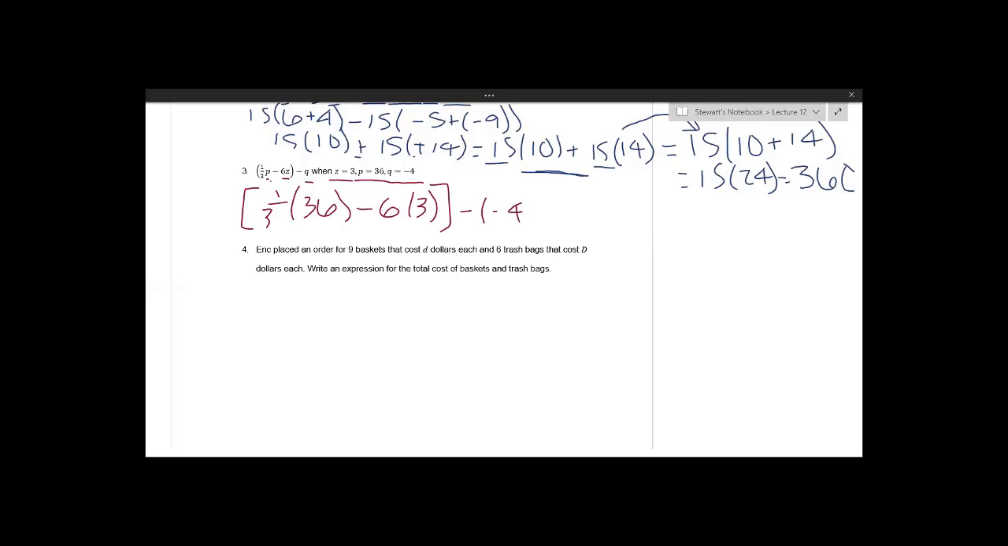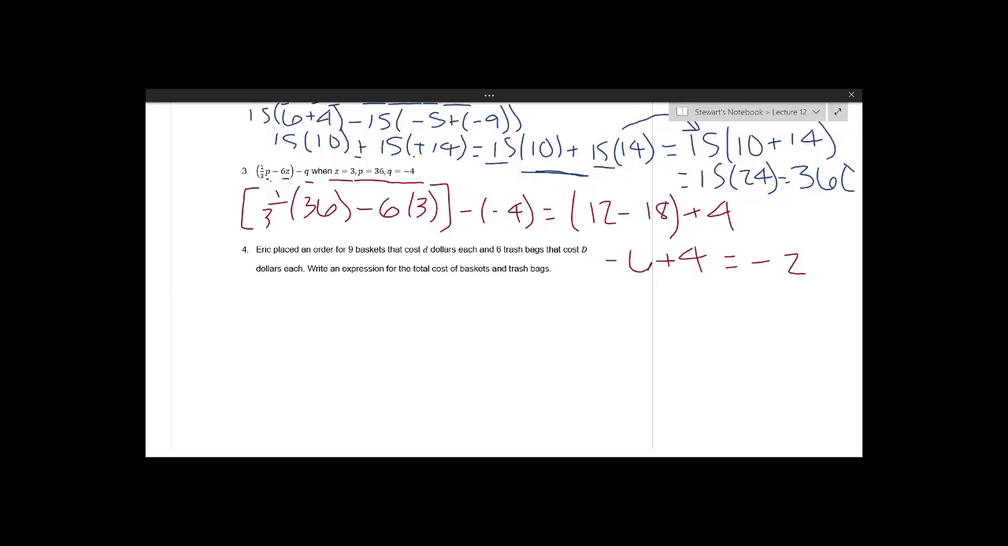minus -4. Okay, so 1/3 times 36 is the same as saying 36 over 3, or 36 divided by 3. So that's going to be 12. And then 6 times 3 is 18, but we have to keep that subtraction sign attached to it. So we have 12 minus 18, and then minus the -4 is the same as plus a +4. So now all that we have left is 12 minus 18, which is -6, plus 4, so we have -2 as our final answer for that. Okay, not too bad. Moving along.